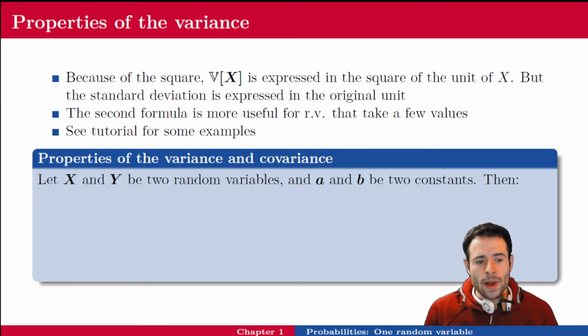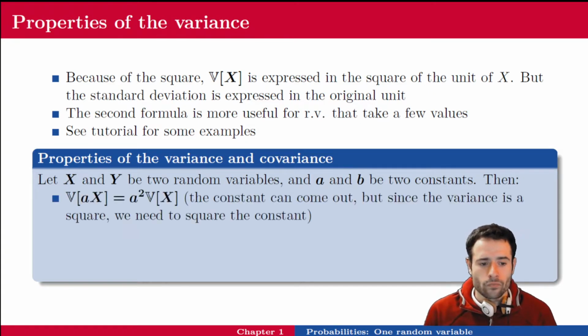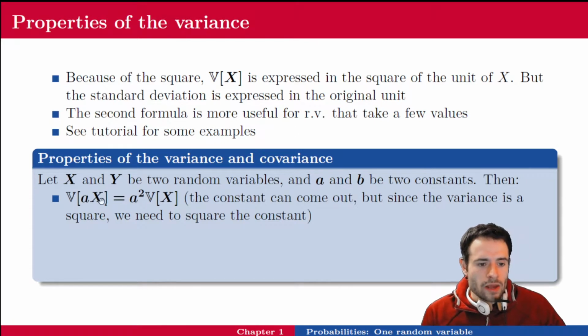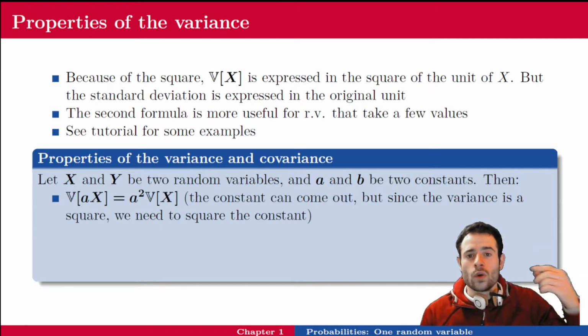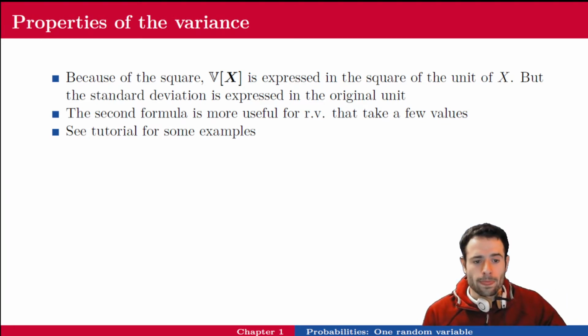So again, let's go back to two random variables x and y, and two constants a and b. Now, if I multiply my random variable by a, I can only take a out if I square it. So the constant can come out, but since in the variance we are looking at a square, instead of just putting a out, we need to square a.